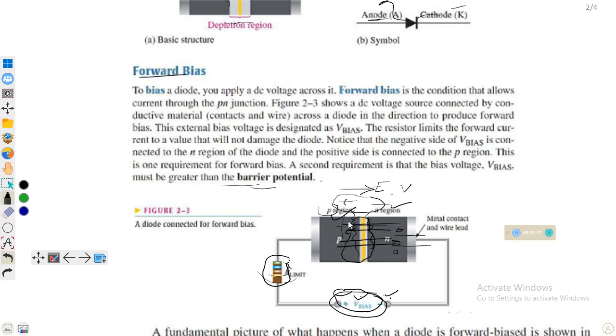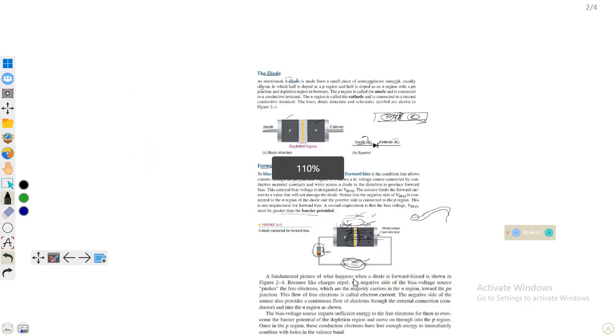The second requirement for conduction of current through the diode is that the applied voltage should be greater than this potential. If we increase this voltage, it will force the electrons to cross this barrier. It is like a hill: if we give some energy to the particle, it will cross the hill; otherwise, the particle will come back. So the applied voltage should be greater than the barrier potential that exists between the two regions.